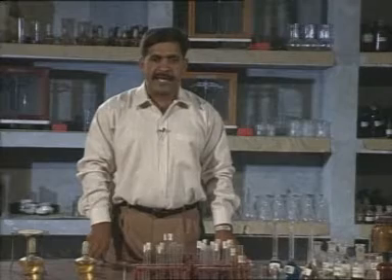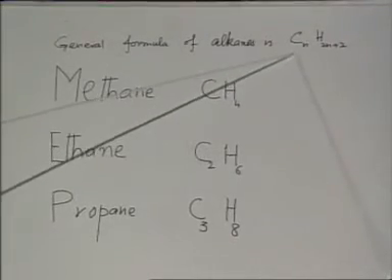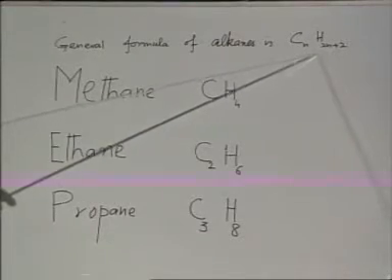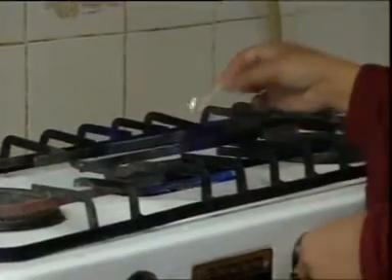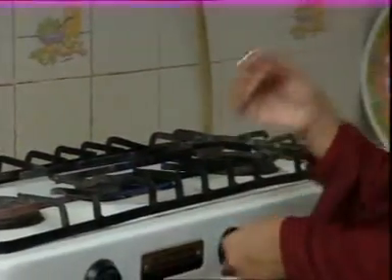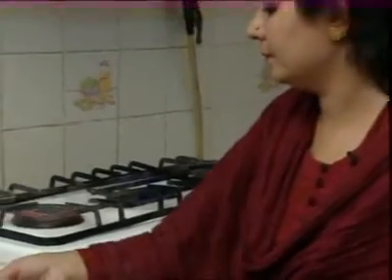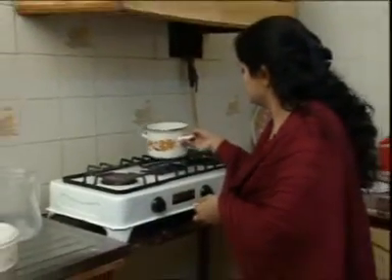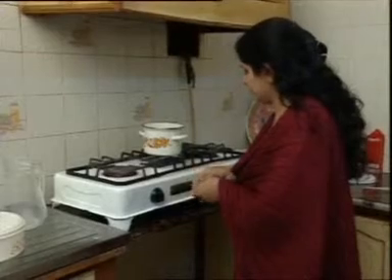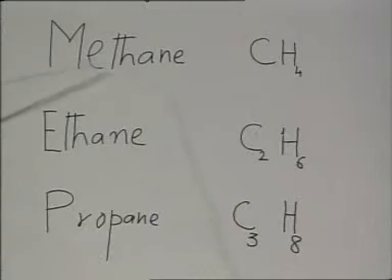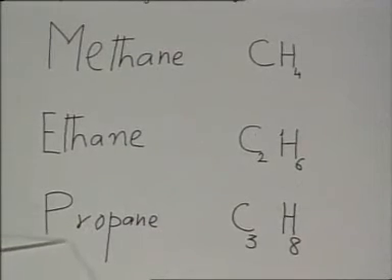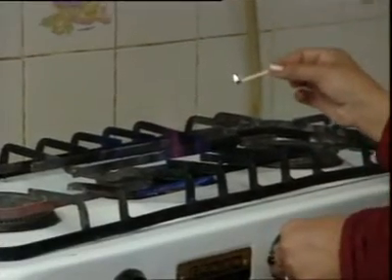Aliphatic saturated compounds are also called alkanes. The general formula for alkanes is CnH2n+2. When we turn on a gas burner, we observe that a gas burns. Which gas is this? This gas is called natural gas. Natural gas is a mixture of various gases like methane, ethane, propane. The major component of natural gas is methane.